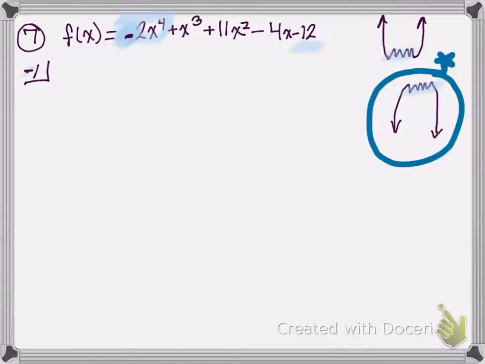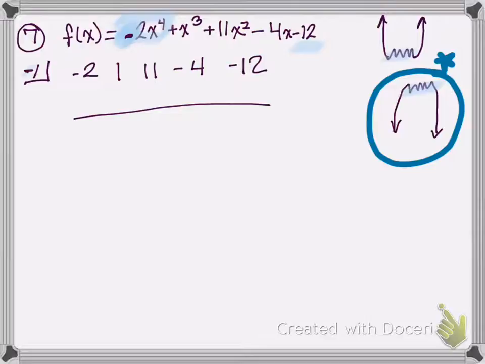So I'm going to write down my coefficients. I've got negative 2, positive 1, positive 11, negative 4, and negative 12. So that's for my synthetic division. Now just remember, if for any reason one of the exponents is not accounted for, so if we skipped an x raised to the third power, you've got to put that 0 in. Now ours, we've got x to the fourth, x to the third, x squared, and x, so we're good here. But if for some reason you don't have that, then you have to put that 0 in.